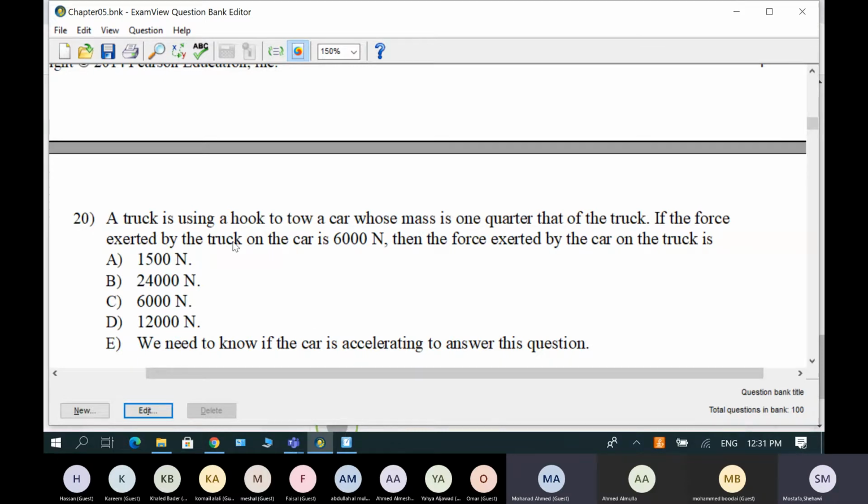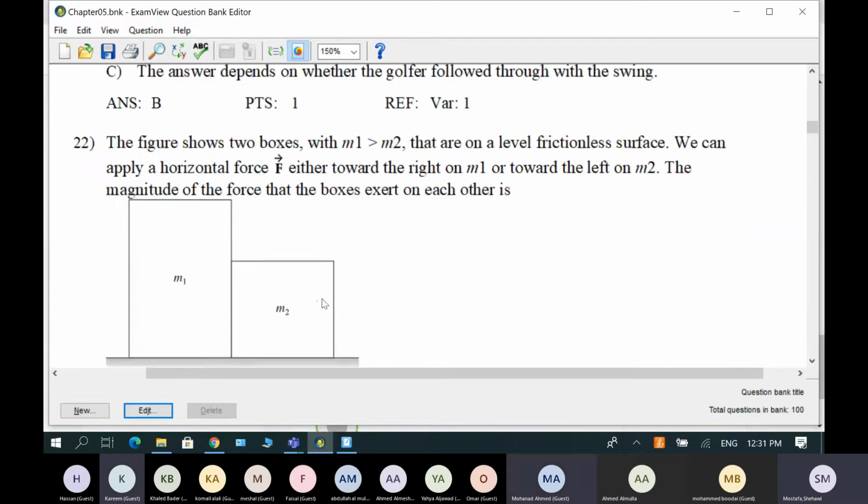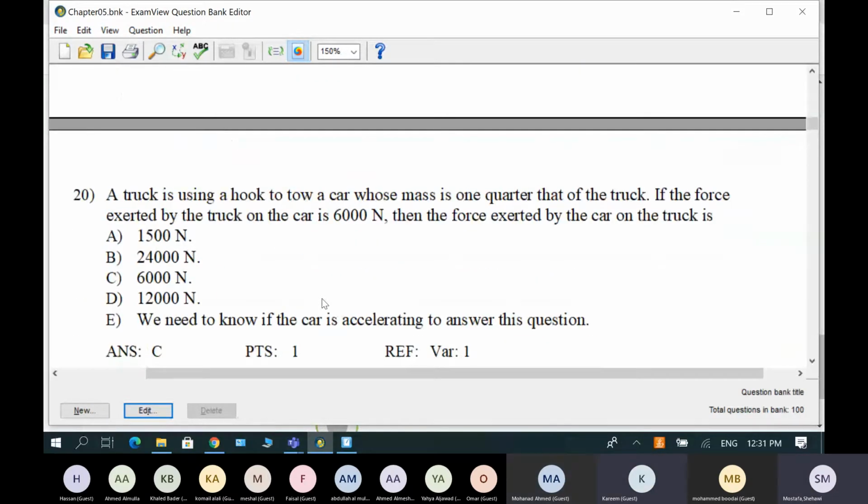A truck is using a hook to tow a car whose mass is 1/4 of the truck. If the force exerted by the truck is 6,000, then the force. So what was your answer? C, 6,000 Newton. Yes, the same one, 6,000 Newton. Wait, hold on. How did he do it? It is the same, Karim.